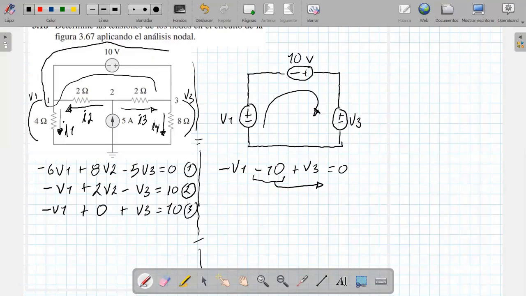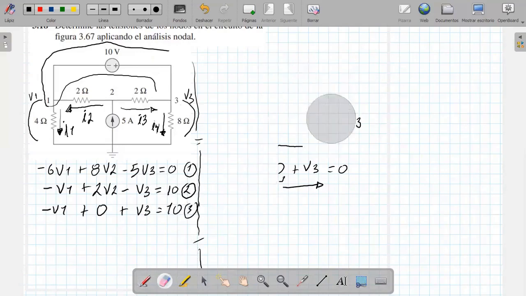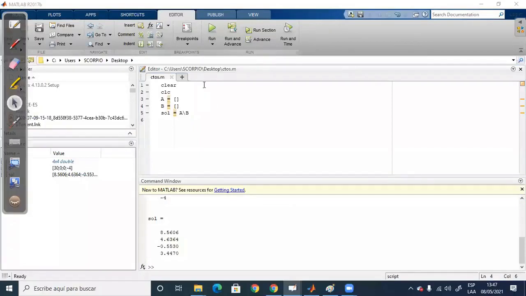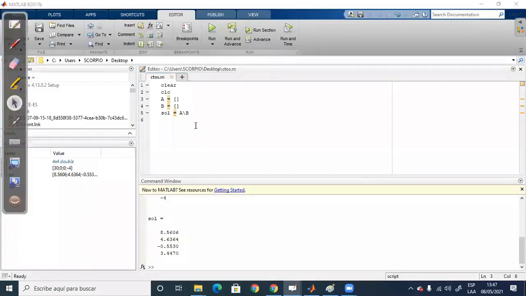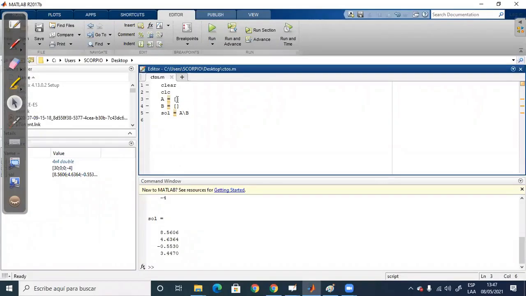Okay, now I want to solve this system. I'm going to use the calculator. The method you use to solve it depends on each person, and to not be so long, I'm going to use this to help. The first matrix A has the equations: minus 6, 8, minus 5; minus 1, 2, minus 1; and 1, 0, minus 1.